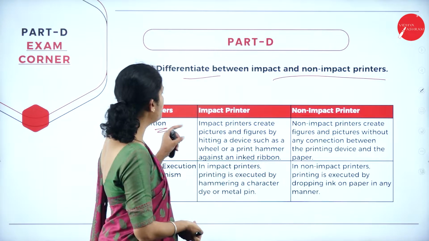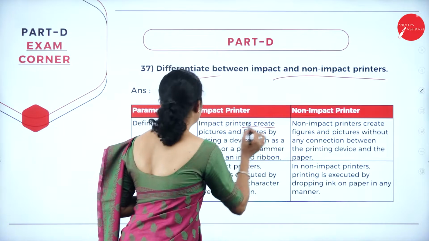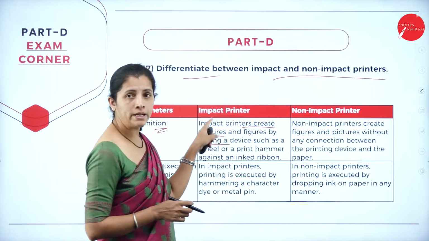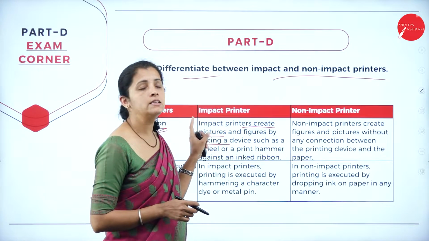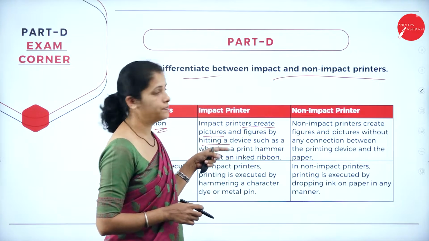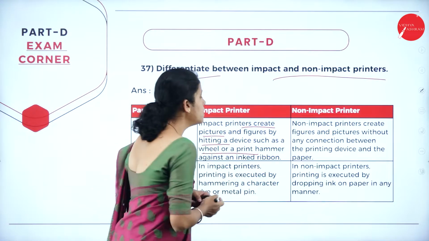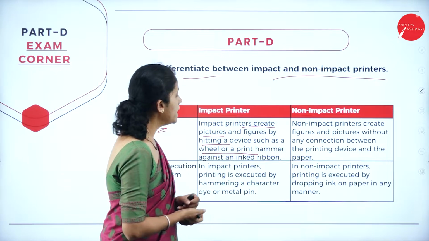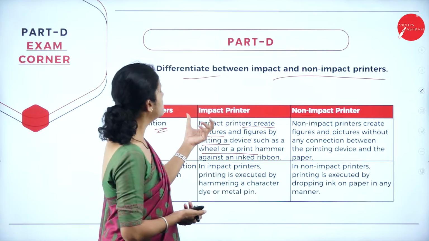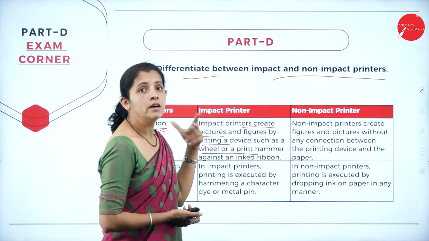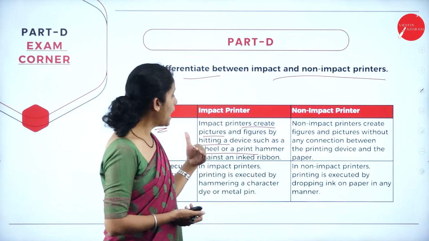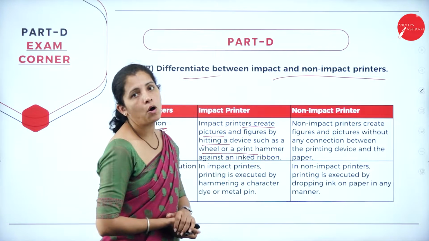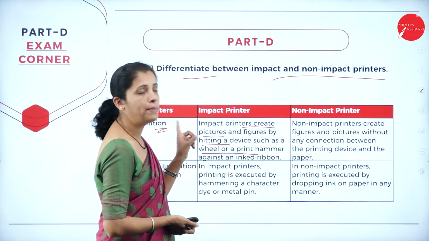If I consider an impact printer, it prints figures and pictures by hitting a device. In an impact printer, the name itself suggests that there is a hitting device such as a wheel or print hammer or print head, again with an inked ribbon. So, it is an impact printer. There is an impact between the paper as well as the ribbon. Now, it includes a hammer or header and it's going to hit the paper.